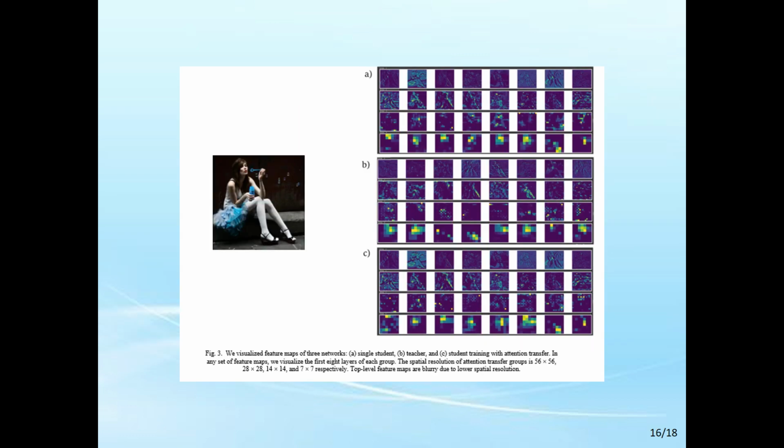And in this picture, we visualize feature maps of three networks. A shows single student, B, teacher, and C, a student trained with attention transfer. In any set of feature maps, we visualize the first 8 layers of each group.